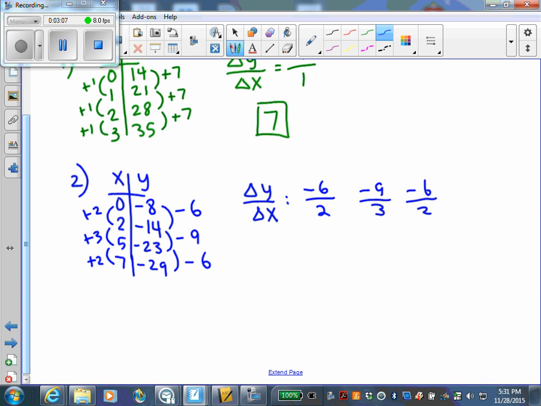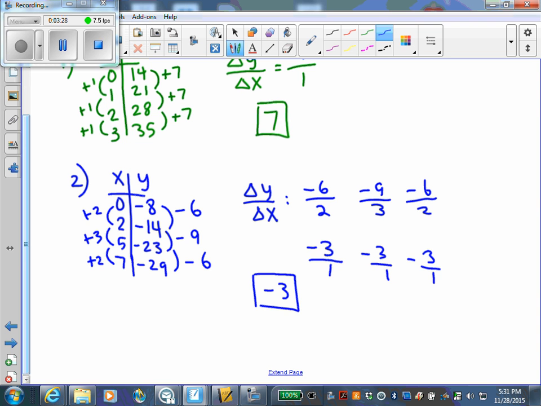Okay, so these actually all reduce to the same number because this is a linear table. And so if I reduce these, negative 6 divided by 2 is negative 3 over 1. Negative 9 over 3 is negative 3 over 1. And again, negative 3 over 1, which we could just say is negative 3.